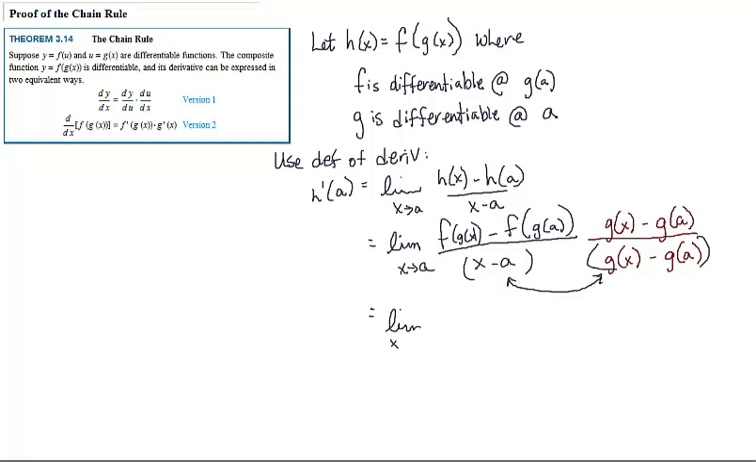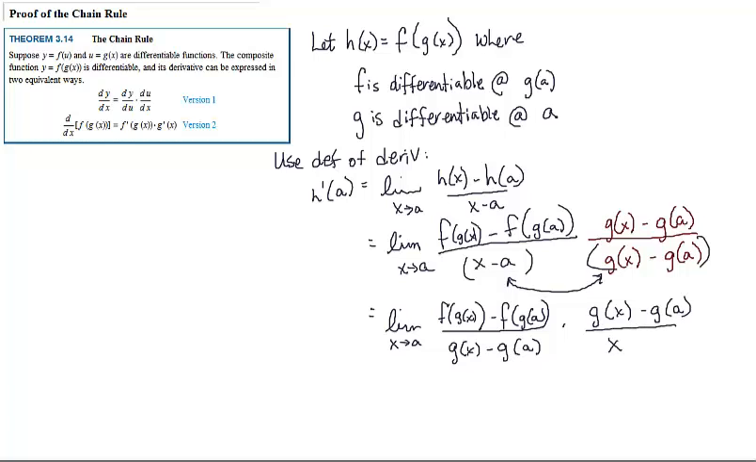Limit as x goes to a of f of g of x minus f of g of a over g of x minus g of a times, and then I'll leave this guy here, and I'll just put him over this x minus a.